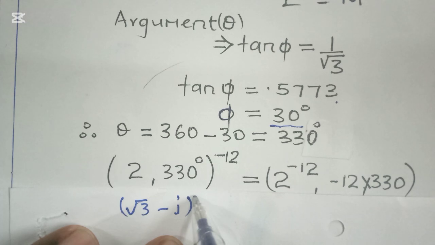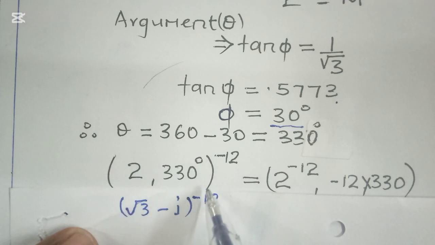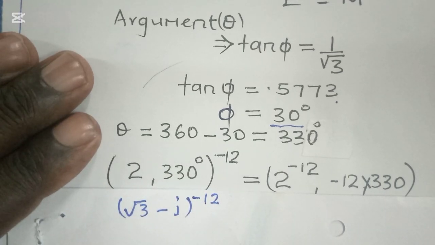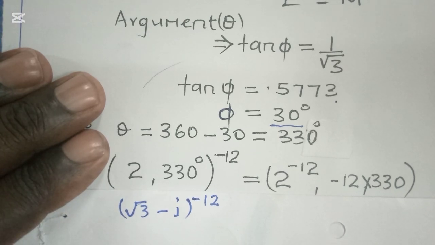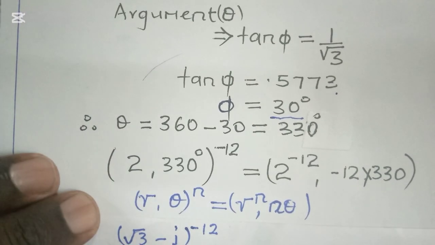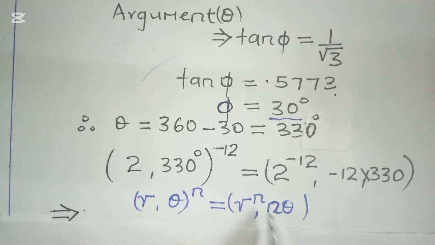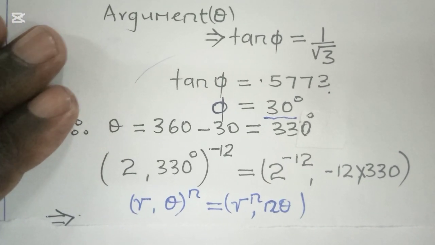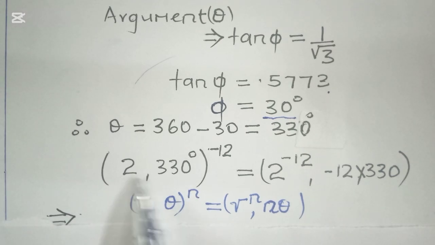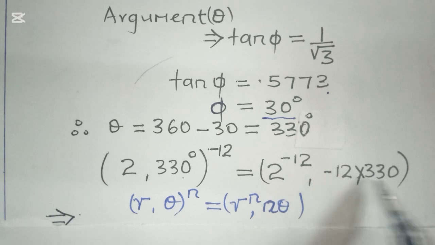And so now here we come and put negative 12, but now we are putting it at the polar form equation. So from there we use what we call De Moivre's theorem. It states something like this. That is, if you have r, which is the modulus, and then theta, which is the argument, raised to n, this gives us r raised to n, and then n theta. That is De Moivre's theorem. And so that's what we are going to subject our values to. Therefore, we shall have 2 raised to negative 12, and then negative 12 multiplied by 330.